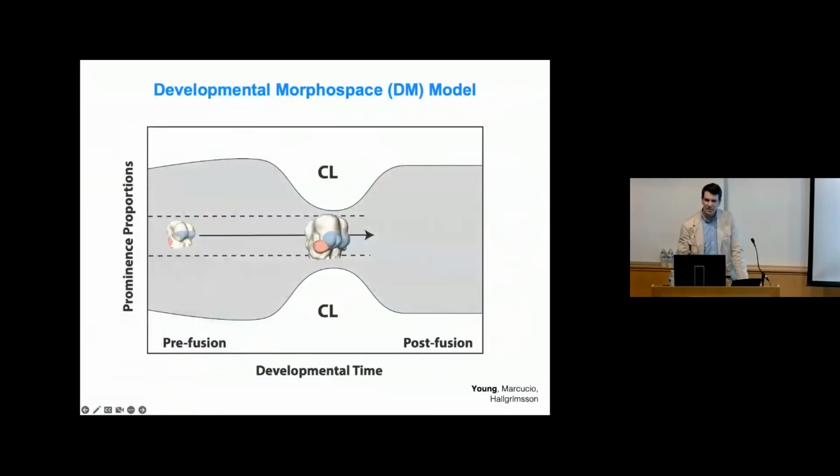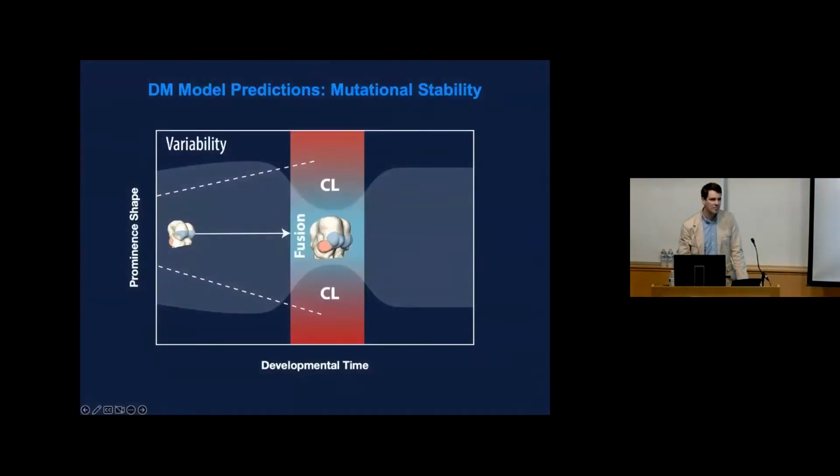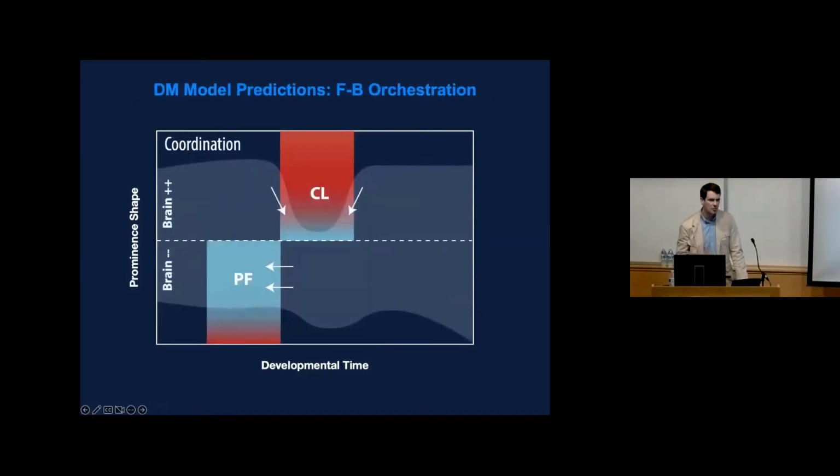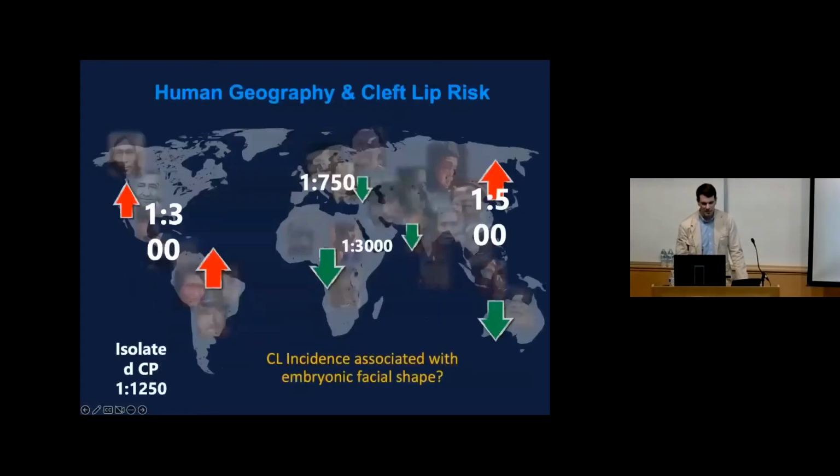Okay. Ultimately, these data allow us to test this model, where we want to understand whether it's predictive or not. And we can test it in various ways. We might predict, for example, that mutational variability will affect clefting, altering trajectories will affect clefting, as well as altering the relationship in the orchestration between brain and face. And this is all with the ultimate goal, obviously, to build better models for understanding cleft lip incidence and severity in humans.